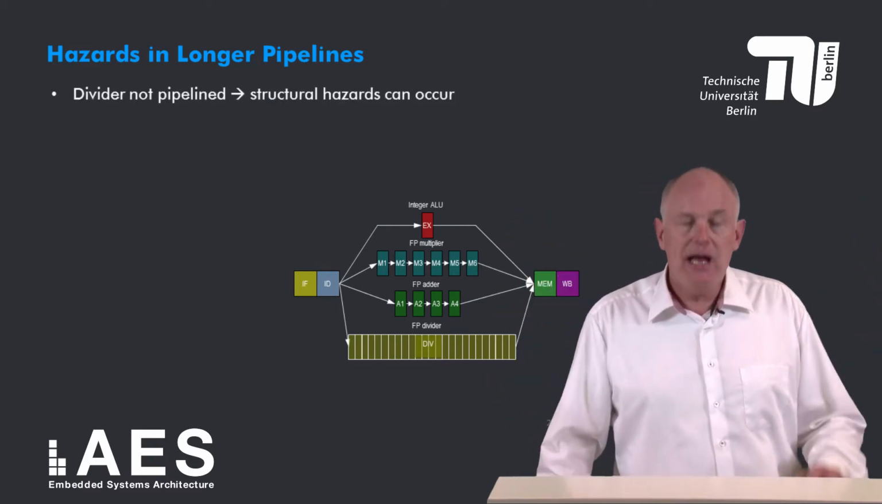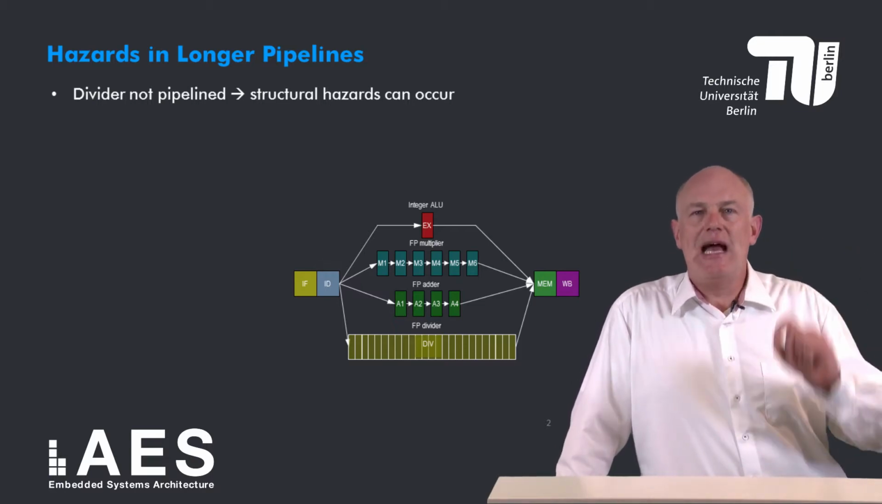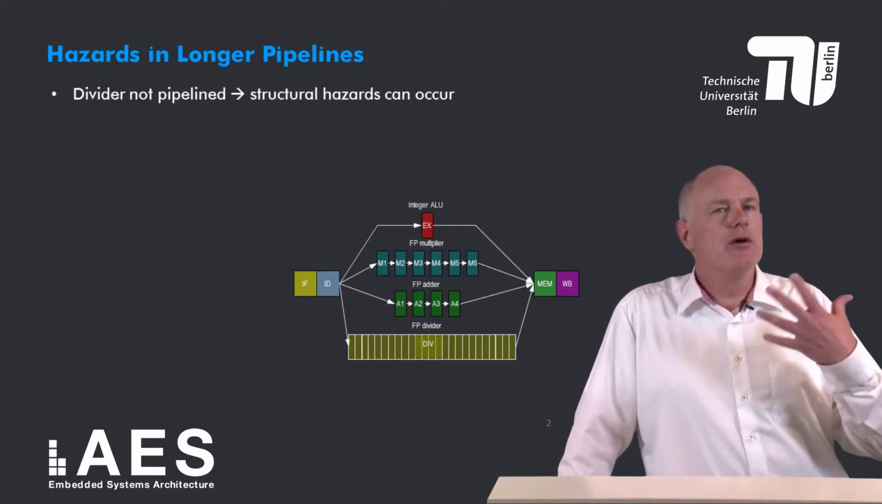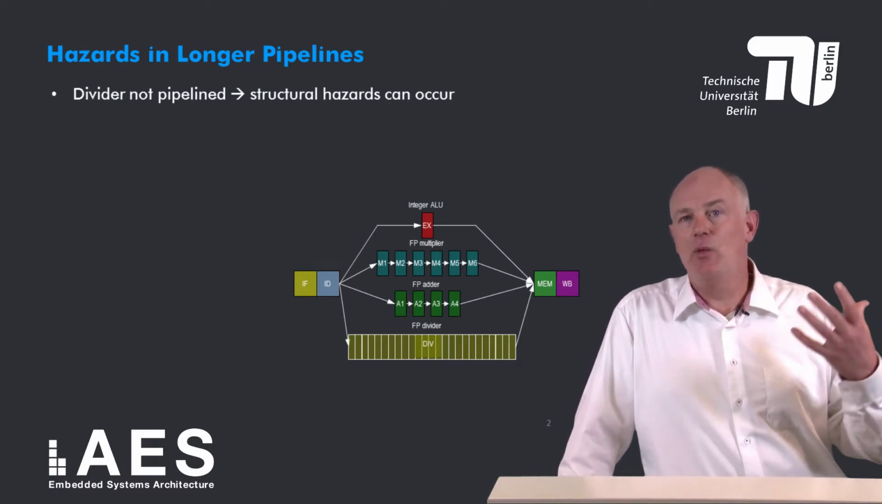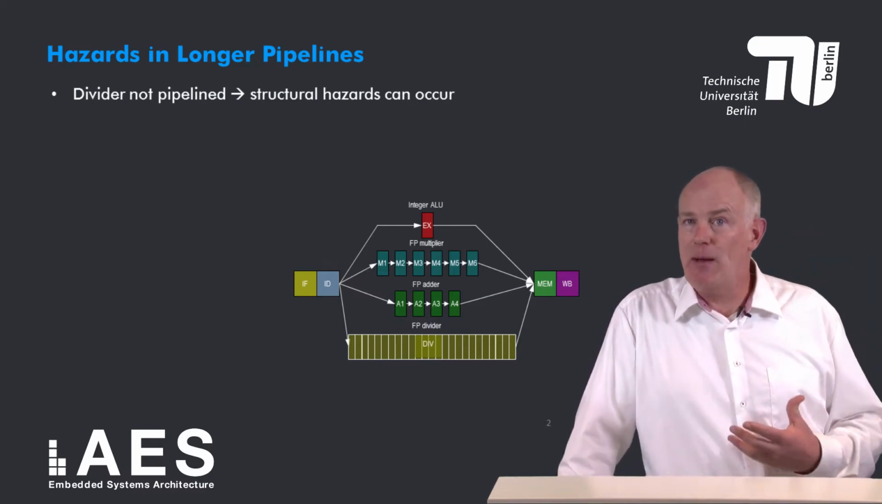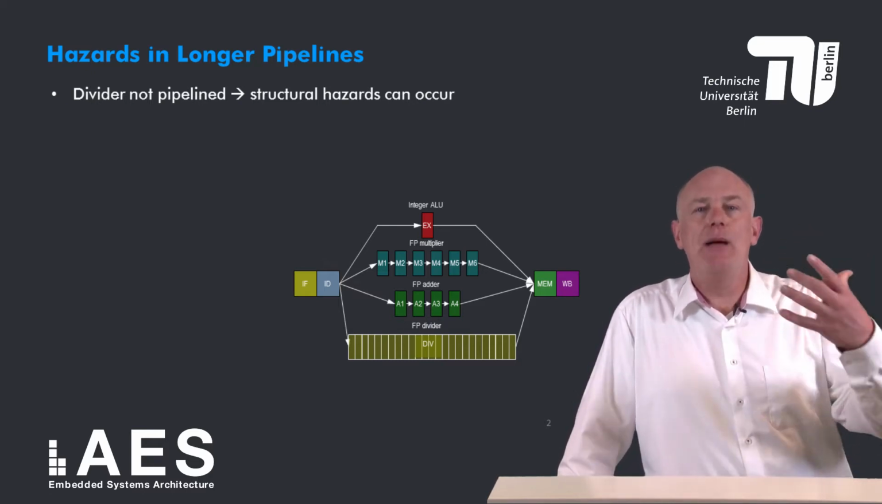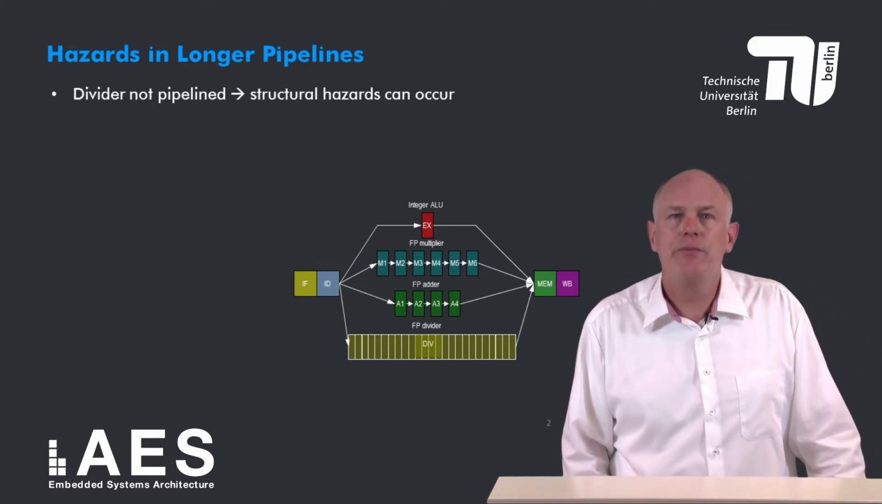The first is, because the divider is not pipelined, structural hazards can occur. The canonical pipeline did not suffer from structural hazards. If you remember, we had to introduce them artificially by assuming there was only one memory port, but the longer pipeline does suffer from them and we need to solve them somehow.